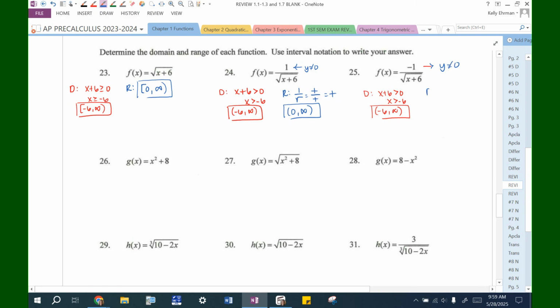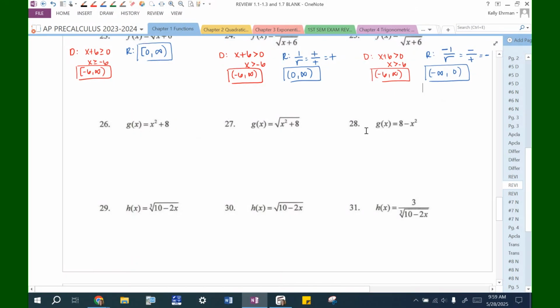And then we have a negative 1 over this radical, which is always positive. So we have an always negative over an always positive, which is negative overall. So negative infinity to 0 is the range for that problem.